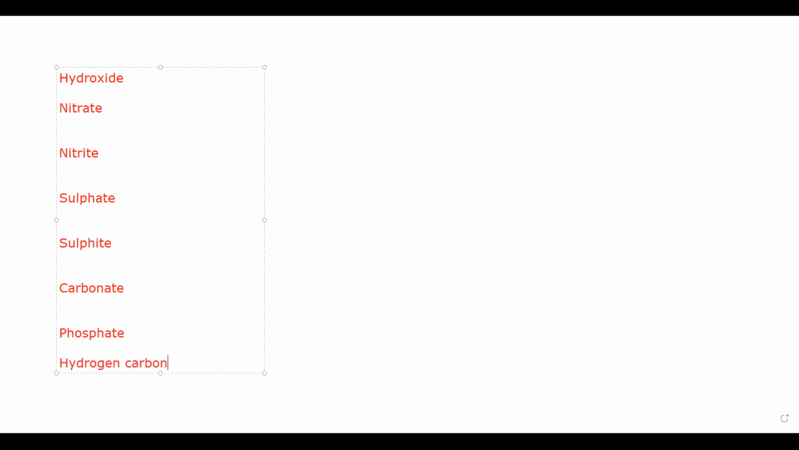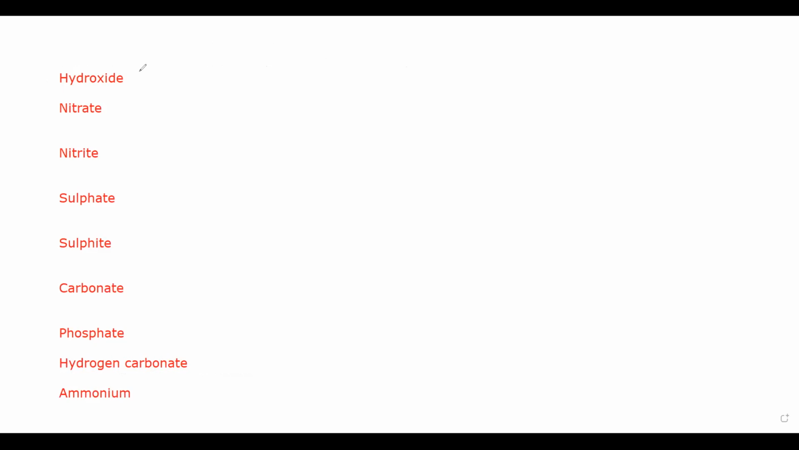So it is hydroxide. It can be nitrate. It's not in order. You can learn in any order. Nitrite, sulfate, sulfite, carbonate, phosphate, hydrogen carbonate, and ammonium. So the charge as well as the formula.